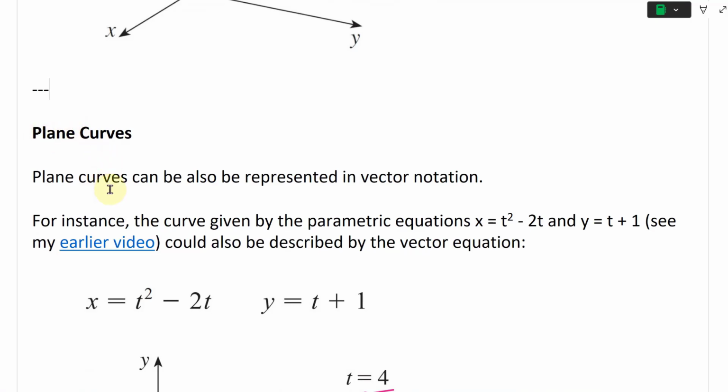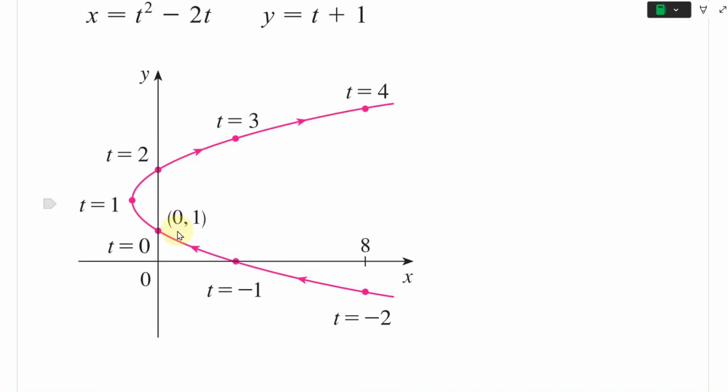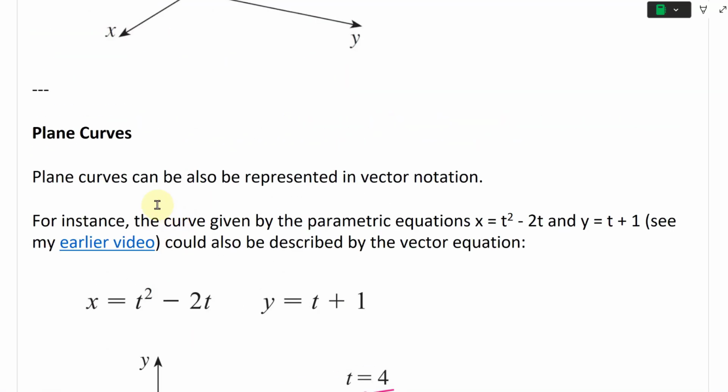Plane curves can also be represented in vector notation. Basically, it's like a plane, an actual full shape like that. This one's in 2D, and even if it's 2D, you can still graph it in vector notation. For instance, the curve given by the parametric equations x equals t squared minus 2t and y equals t plus 1. So this is in 2D.